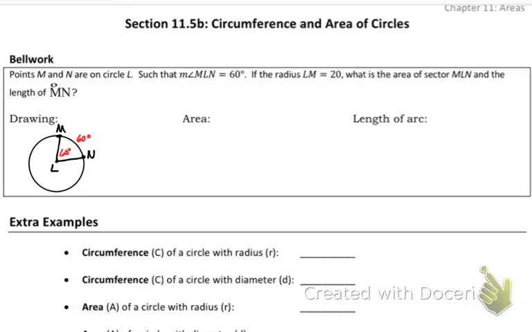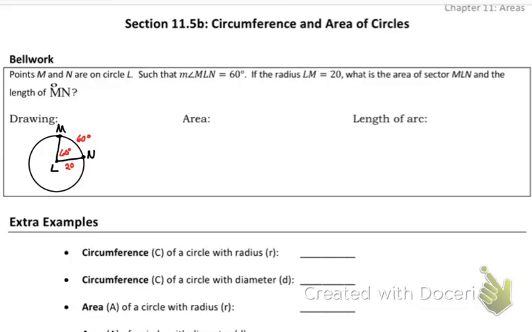On top of that, I also know that the radius is going to be 20. So from the center to the edge is 20. Those are the only two things you need to get that arc length, the actual length of it. Not the degree measure, but the length of it. So we're going to jump right to the length of arc.